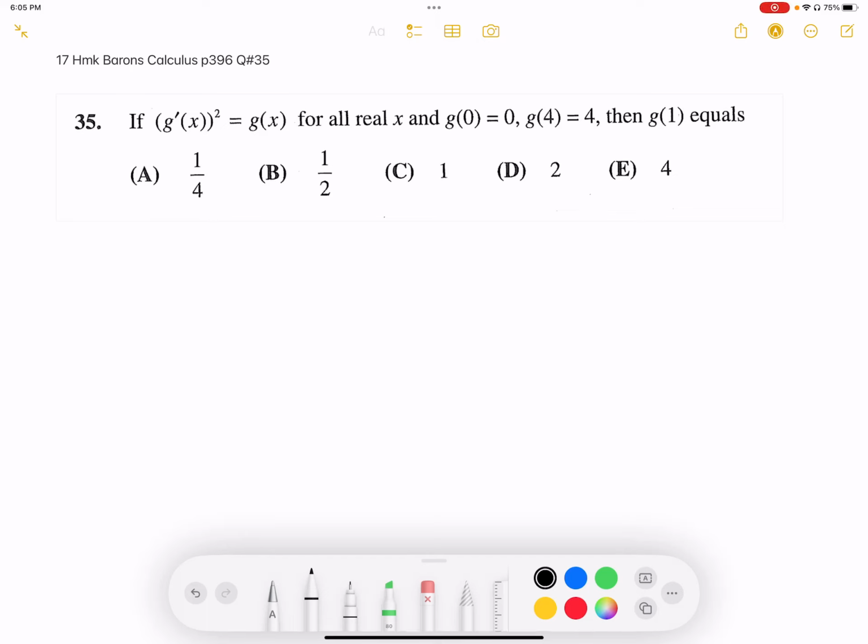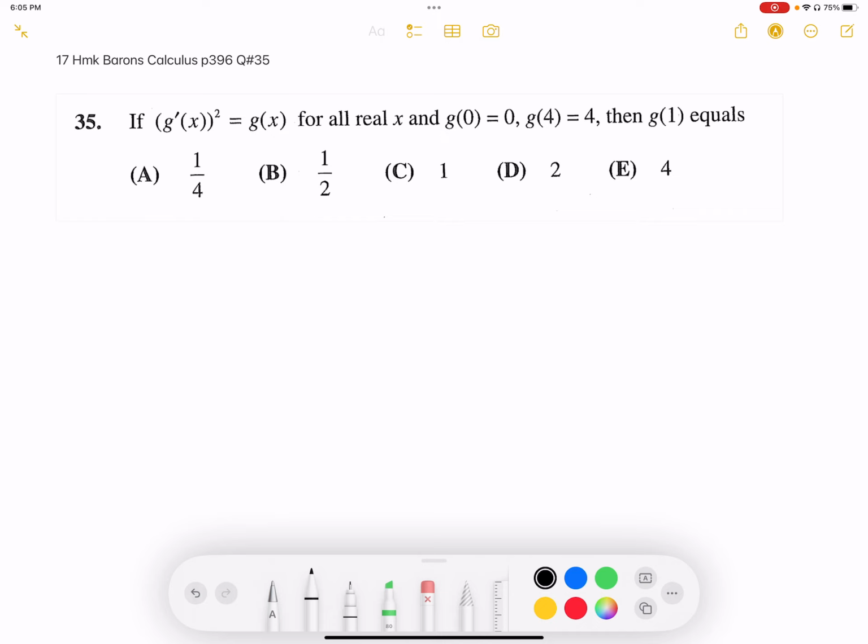Question number 35 says, if g prime squared equals g of x for all real x, and it gives you a couple initial conditions of g of 0 equals 0 and g of 4 equals 4, it wants you to find the value of g of 1. So basically we need to solve for g.